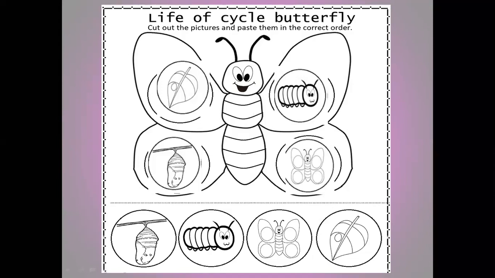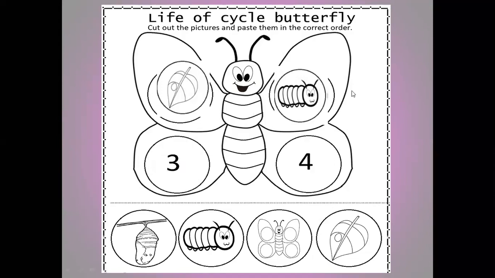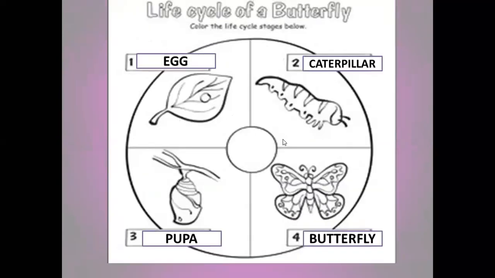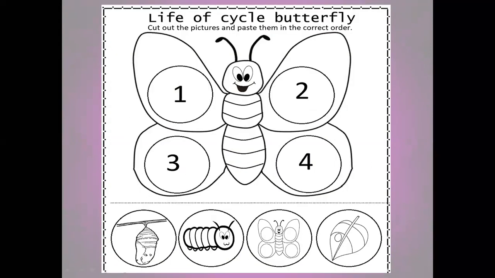Now I want Ahmed. Ahmed, are you there? I'm here. You can hear me. Okay, Ahmed, can you please tell me what comes on the fourth stage? Butterfly. Yes, you are absolutely right. The butterfly comes on the fourth stage. One, two, three, four.